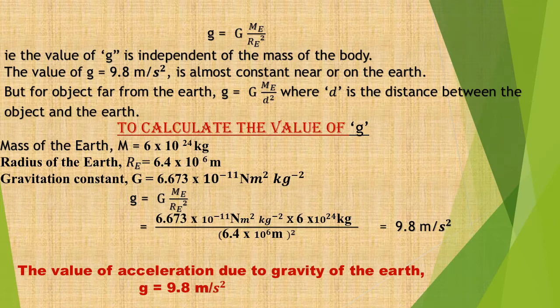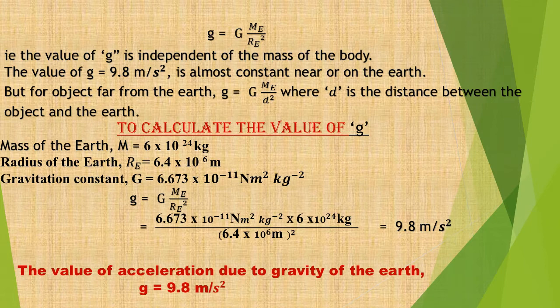Given mass of the earth 6 into 10 raised to 24 kilogram, radius of the earth 6.4 into 10 raised to 6 meter, gravitational constant capital G is 6.673 into 10 raised to negative 11 Newton meter square by kilogram square. So when we put all these values in the equation g is equal to GMe by Re square, we approximately get the value as 9.8 meter per second square. So this is how we get the value 9.8 meter per second square.